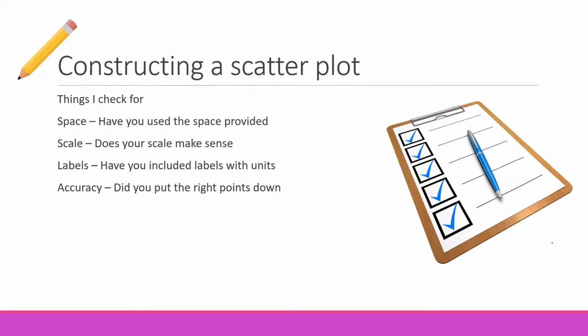Essentially, things I check for. Usually most scatter plots will be worth about 4 marks, sometimes 3. As a teacher, I've spent some time trying to figure out the most logical way to award marks for a question, and I usually award marks based on these 4 things.